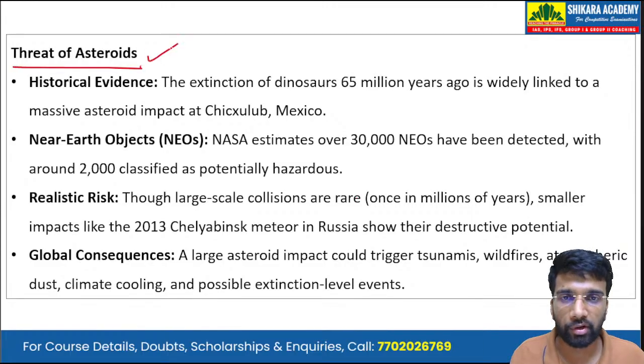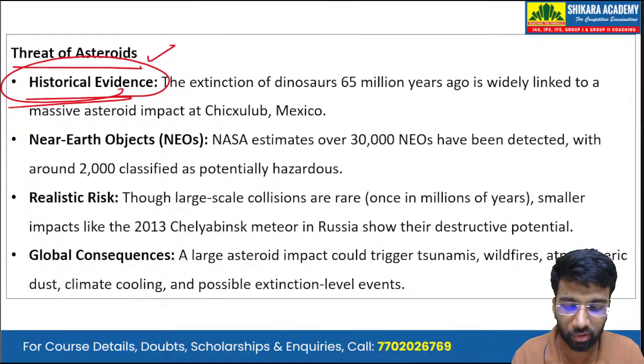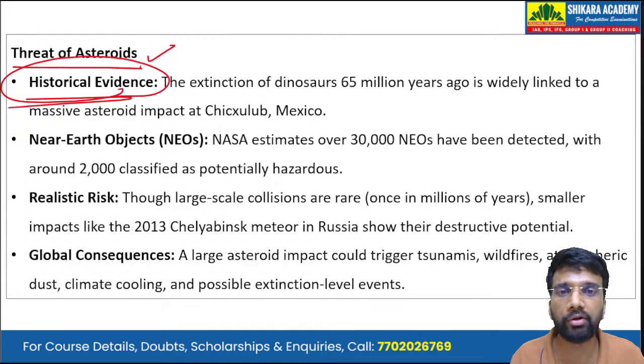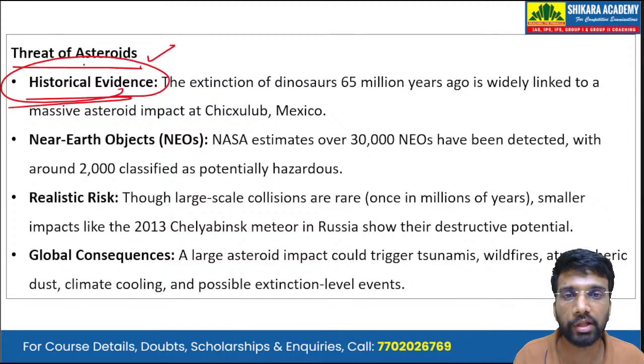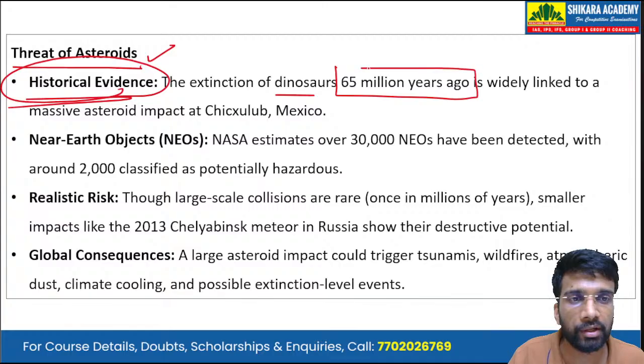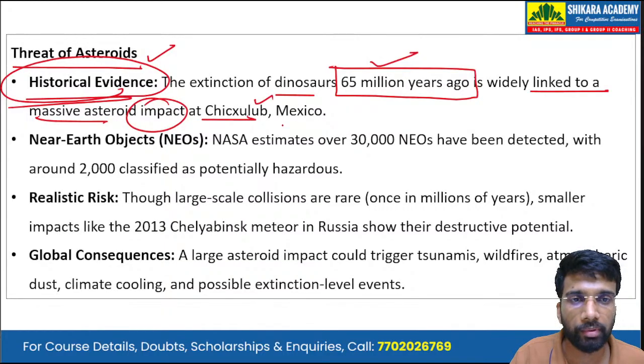Then the threat of asteroids. The first is the historical evidence. Okay, how we are going to substantiate this threat of the asteroids with writing the points. First is the historical evidence that the extinction of dinosaurs around 65 million years ago is widely linked to a massive asteroid impact at Chicxulub, Mexico.